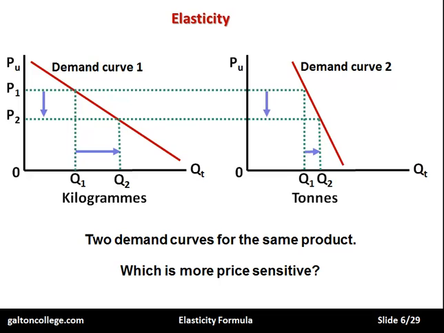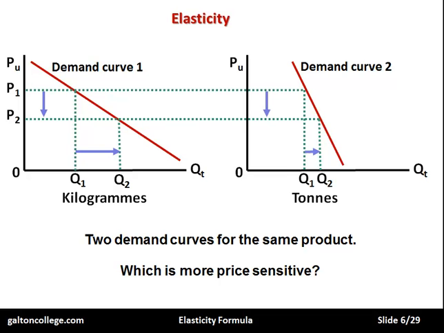It's more elastic. It responds more to a change in price. However, the curves actually could be the same. One could be in kilograms, or in grams, or in pounds and ounces, or whatever. The other one could be in tons. So the units in which we measure the output have to be the same.